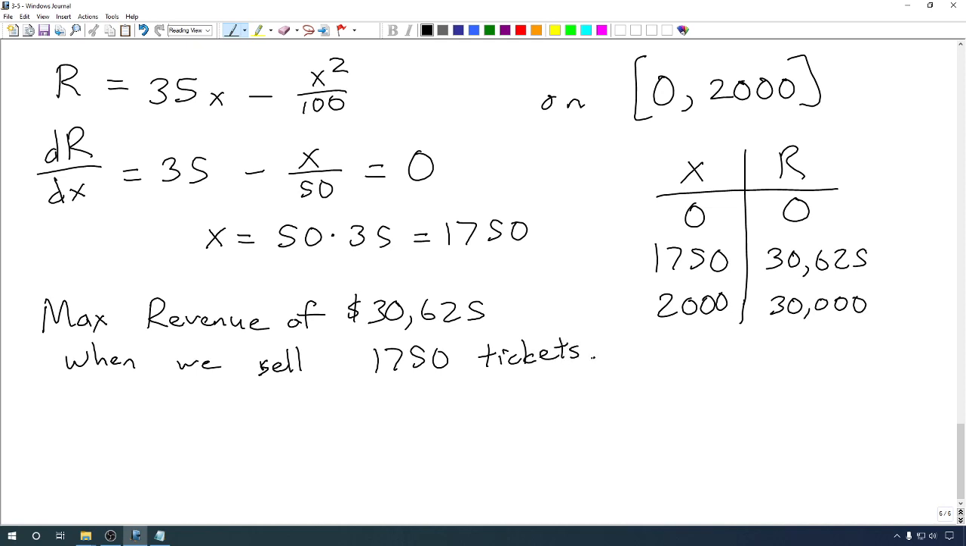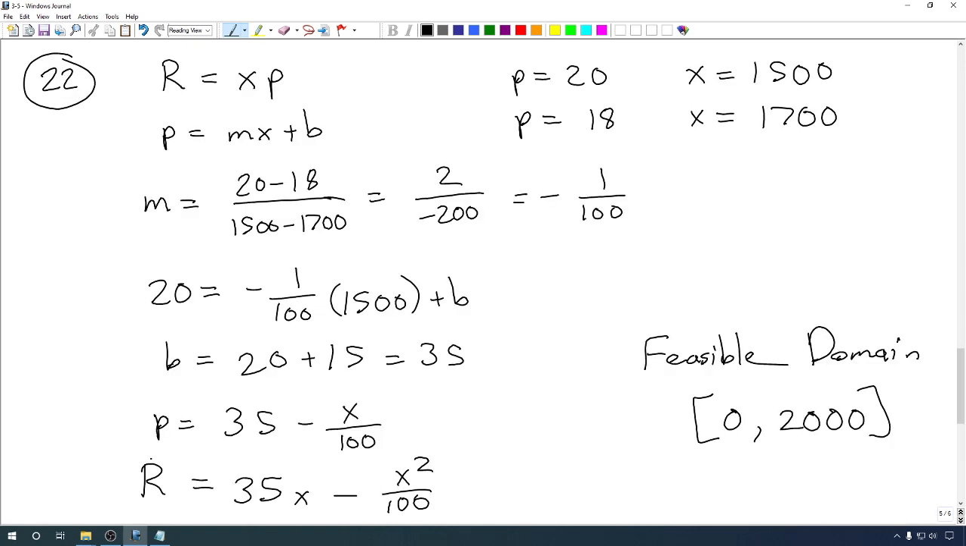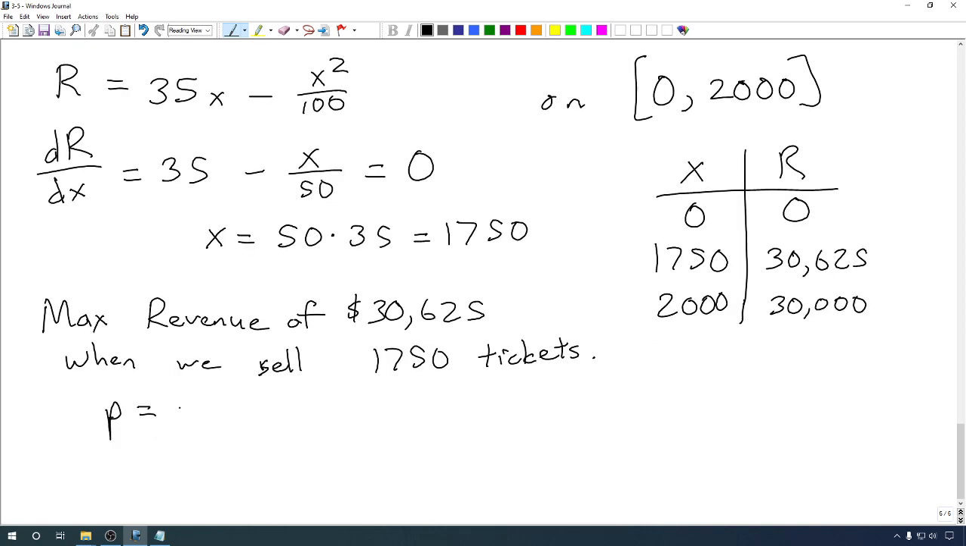Of course, the question again is what price causes that demand. So we're going to have to use our formula for price. Remember our formula there that we derived is 35 minus x over 100. So 35 minus 1,750 over 100. And that gives us a price of $17.50. So we should sell our tickets for that amount, and we'll get the maximum amount of revenue that we possibly can.